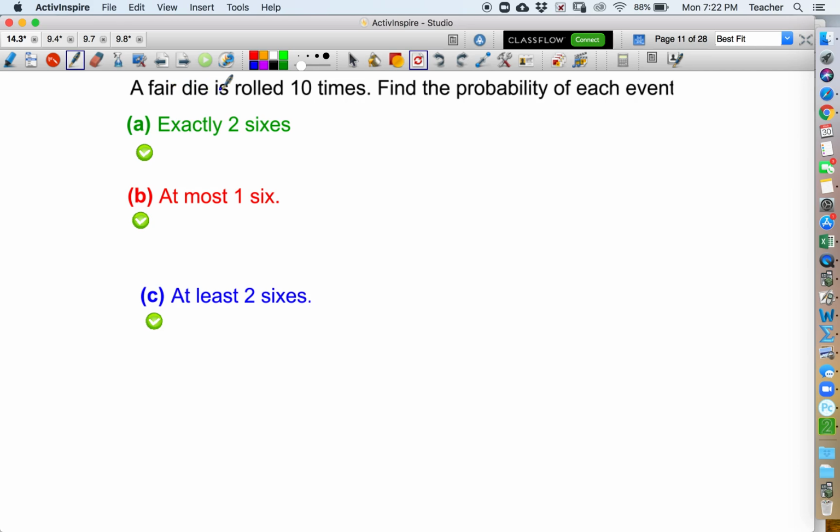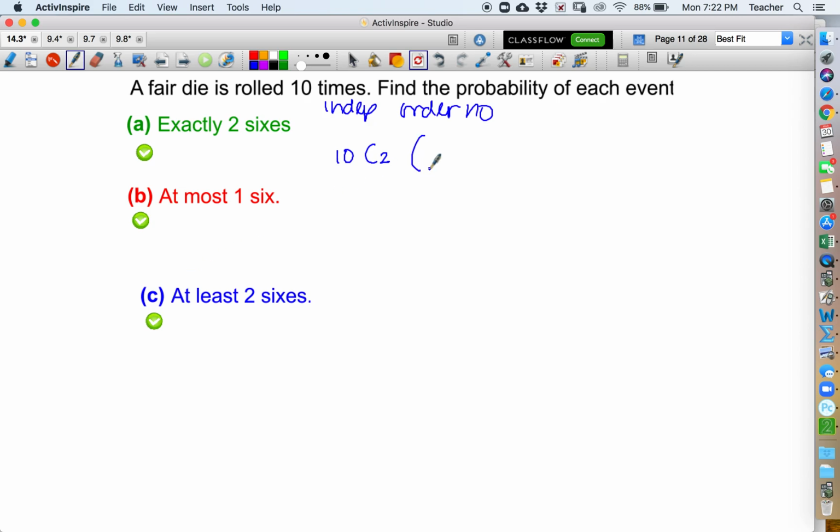A fair die is rolled 10 times, independent events. Exactly 2 sixes out of 10, order is a no. So that's how you know it is binomial probability. So you're given 10 chances. Out of that 10 rolls, you want 2 of them to be 6.